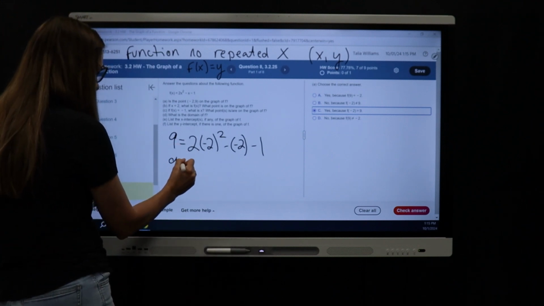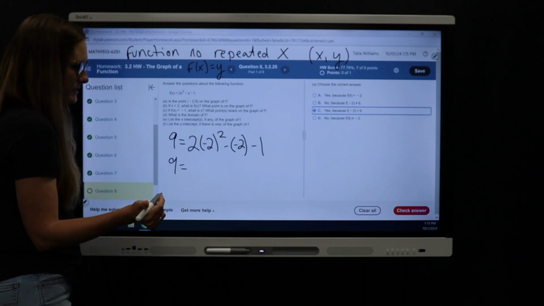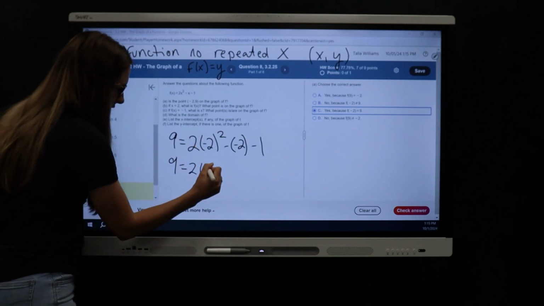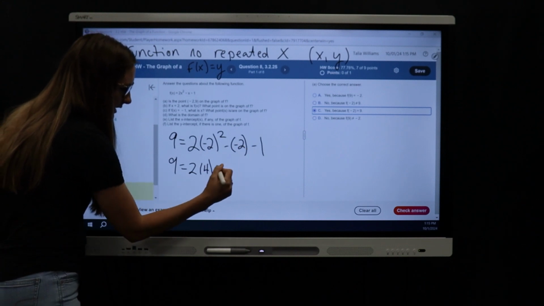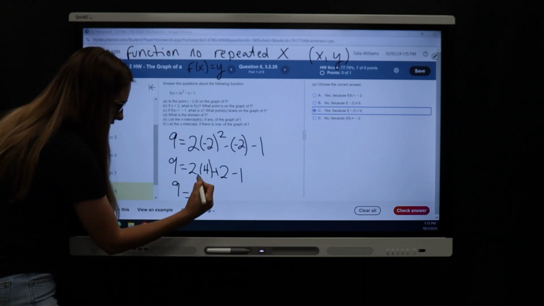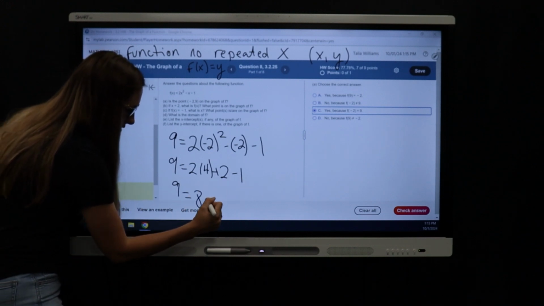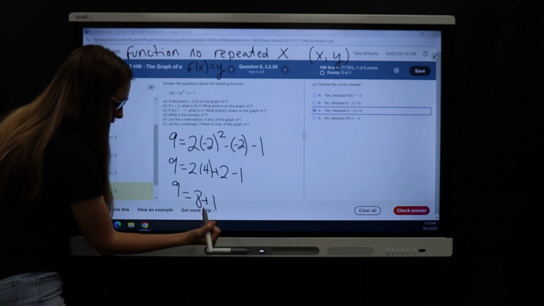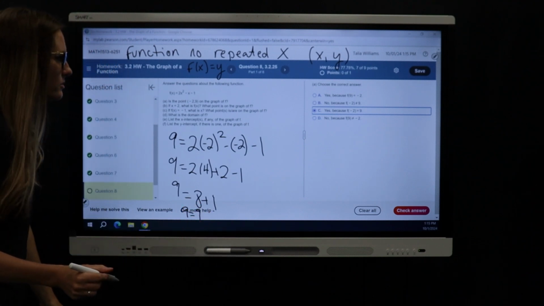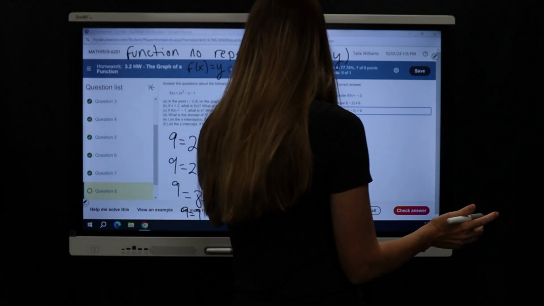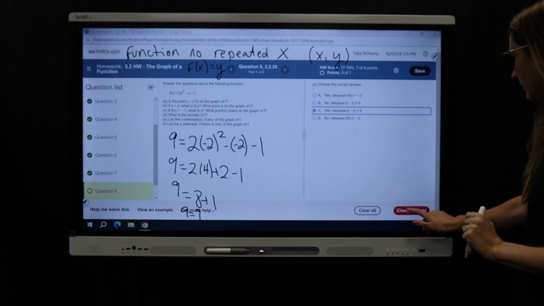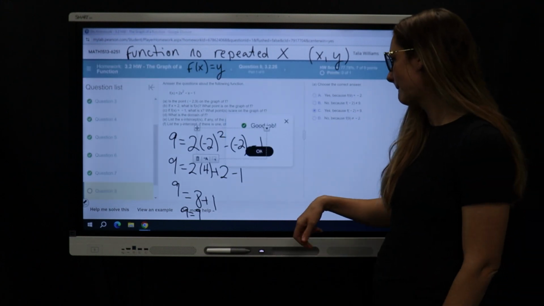So 9 equals 2 times -2 squared, which is +4. Negative and a negative would be +2 minus 1. 9 equals 2 times 4 is 8. 2 minus 1 is 1. Is 8 plus 1, 9? 9 equals 9. So yes, because f of -2 equals 9. That's pretty cool.